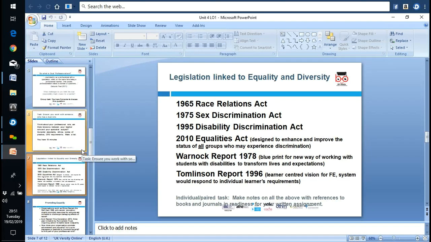Looking at legislation linked to equality and diversity, 65 the Race Relations Act came in, 75 Sex Discrimination Act, 95 Disability Discrimination Act. Every time I read that, I can't believe it was only 1995 when that was put in. Yeah, it's not very long ago, is it? And 2010, the Equalities Act, designed to enhance and improve the status of all groups who may experience discrimination.